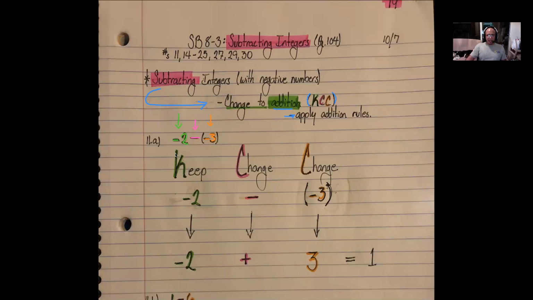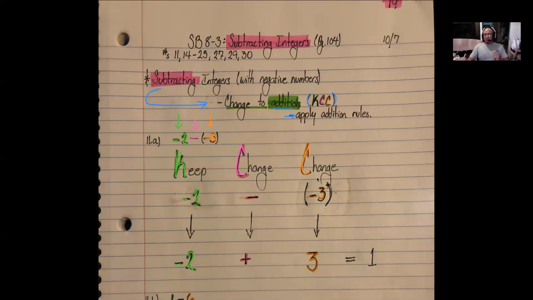And again, the acronym is KCC. The K stands for keep, just like it did before. The first C stands for change. And the second C will also stand for change. Let me show you why I'm using this acronym. Keep is pretty obvious. Whatever that first number is, we're going to keep it exactly the same. We started off with -2, and I'm going to keep it as -2.